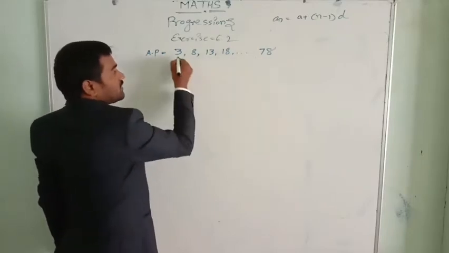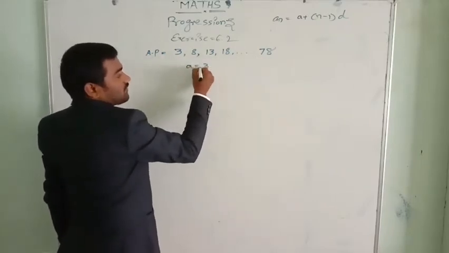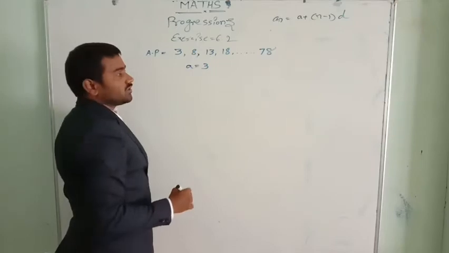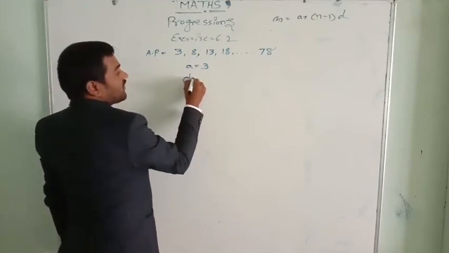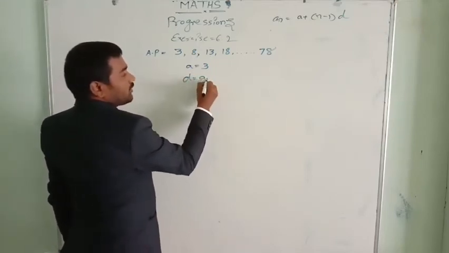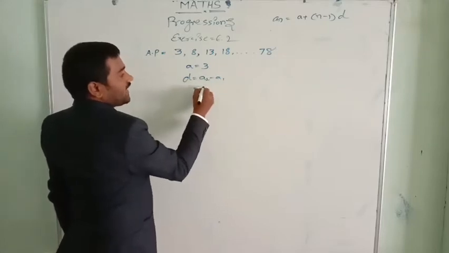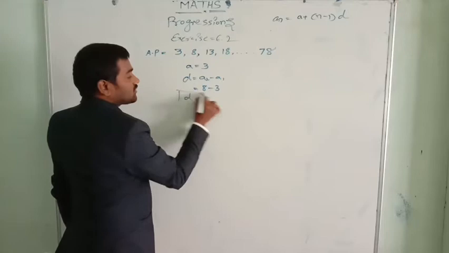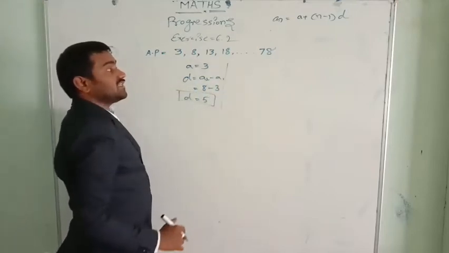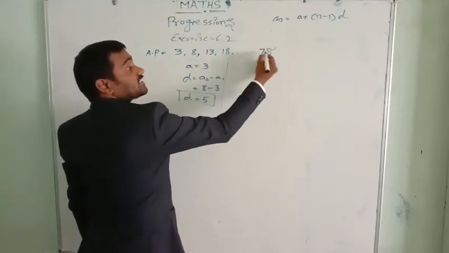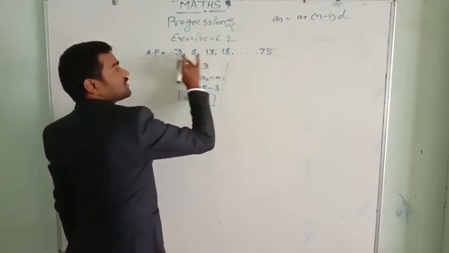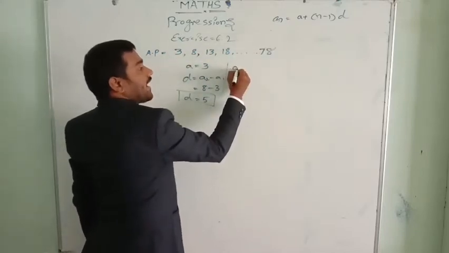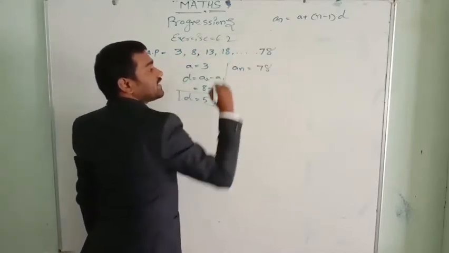This is the A value, first term. First term A equal to 3. Then D, common difference, equal to what? You tell me. A2 minus A1, that is 8 minus 3, that equal to 5. So the common difference we got is 5. Hence, AN, the last term, is given here in this arithmetical progression. The last term AN is 78.